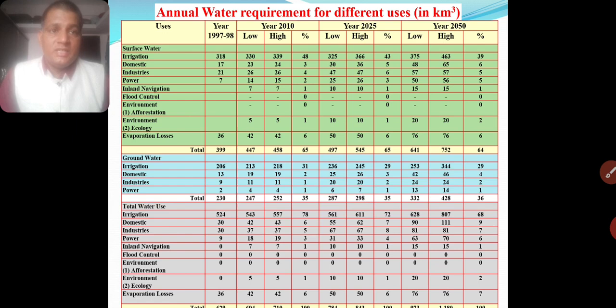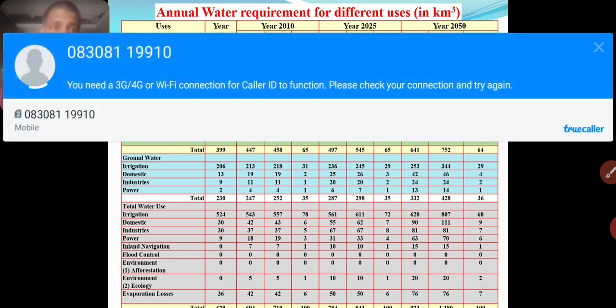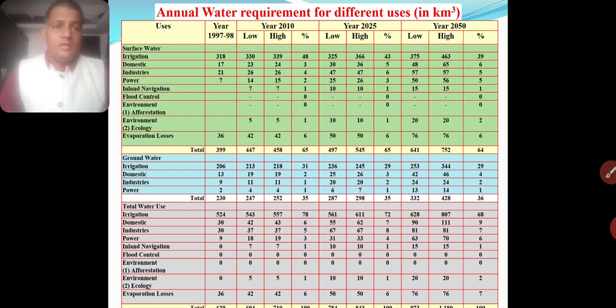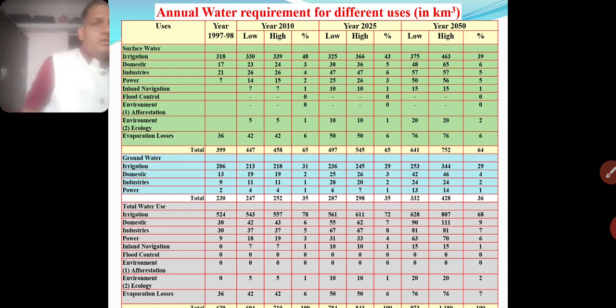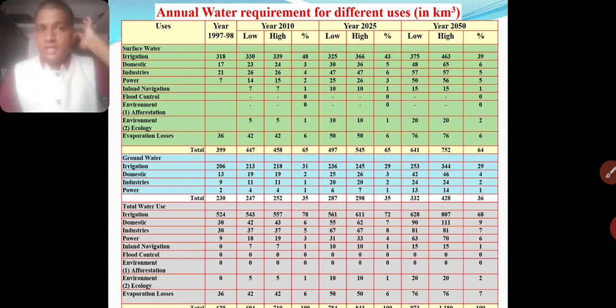If you take the example, in 1997 to 98 it is 399, but in 2010 it is increased. Similarly, in 2025 it is again increased, and then in year 2050 it is again increased, meaning day by day population, urbanization and agriculture requirements increase, and because of that the water consumption and requirement is more. Understood? So this is the main problem of supply and demand. This is the annual water requirements for different uses in cubic kilometers.